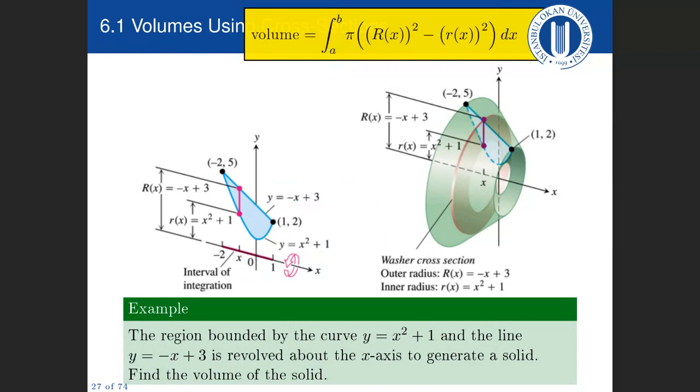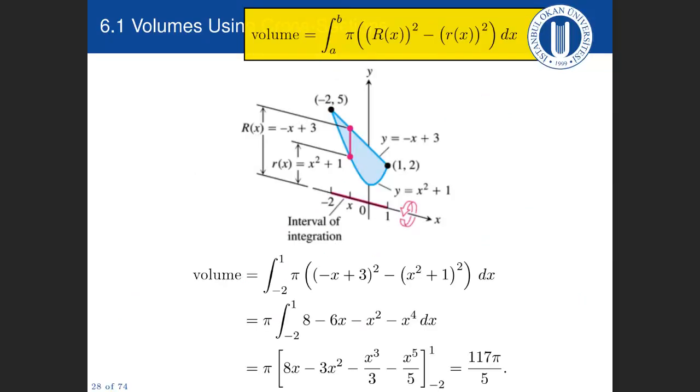And that's all we need. We have our limits of integration, we have capital R, we have small r. All that's left is to put these into the formula. So it's integral from minus 2 to 1, pi, open bracket, capital R squared. For us, that's minus x plus 3 squared, minus small r squared. For us, that's x squared plus 1 squared. And then it's an easy integration to get the answer 117 pi over 5.